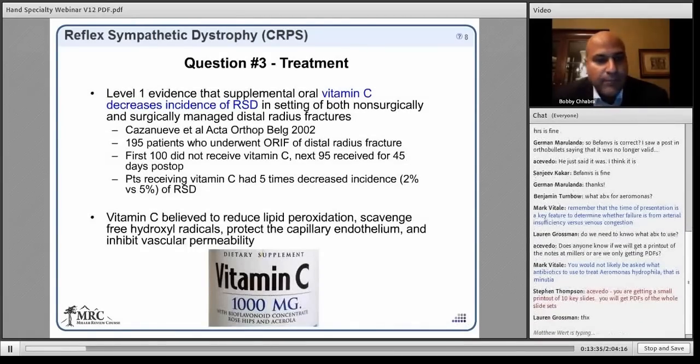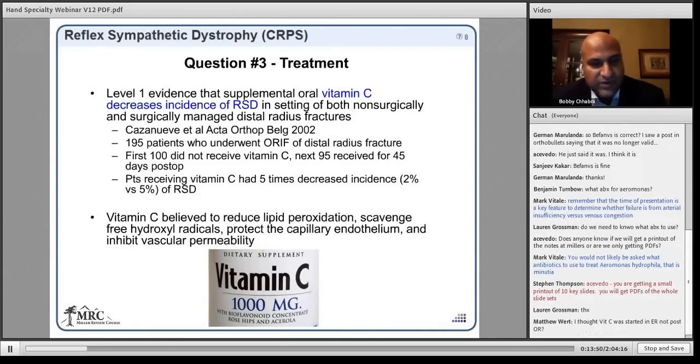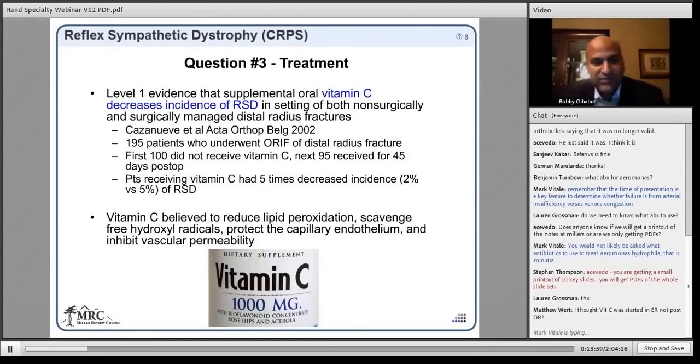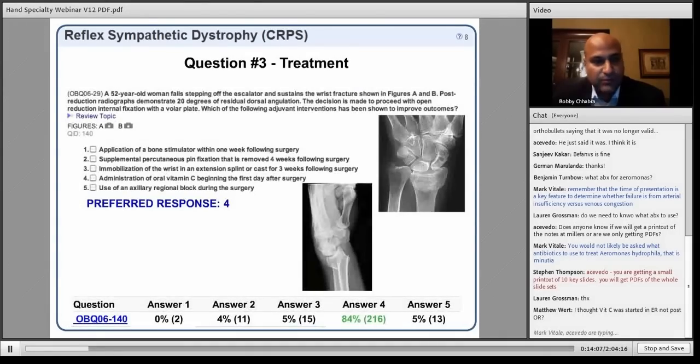Recent studies have shown that vitamin C decreases the incidence of complex regional pain syndrome after distal radius fractures. There was a prospective trial in 2002 that showed a significant decrease in complex regional pain syndrome with vitamin C use. How does it work? It reduces free oxygen radicals and protects the capillary endothelium, and somehow prevents the signs and symptoms of complex regional pain syndrome. So in this situation, the best answer was administration of oral vitamin C beginning the first day after surgery.